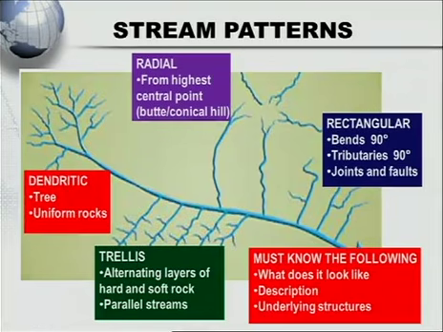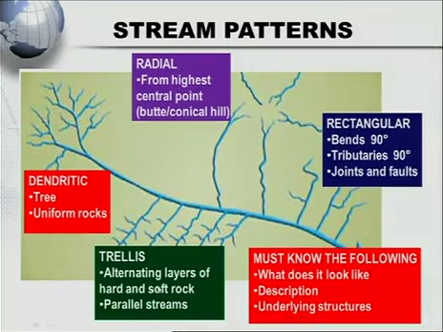When you have a look at the dendritic one, you must know that the underlying structures would be uniform rocks. Uniform meaning the same. Then the trellis one. The trellis has alternating layers of hard and soft rocks. Let's have a look at this one. Here we've got the trellis one.